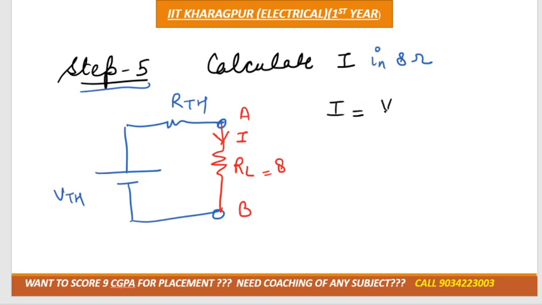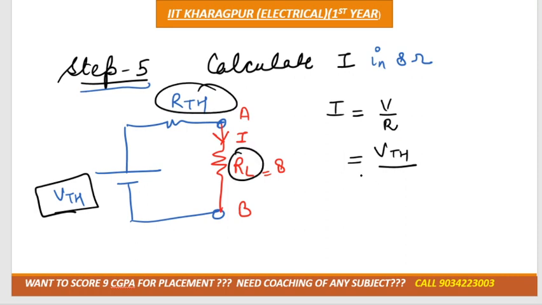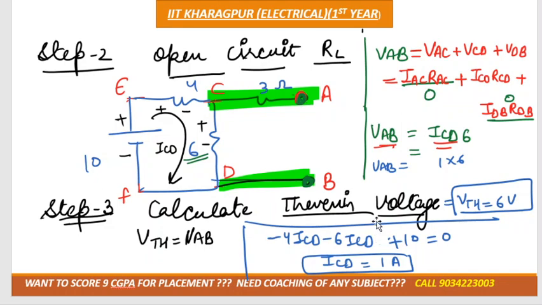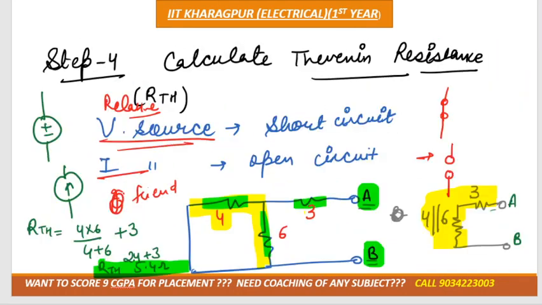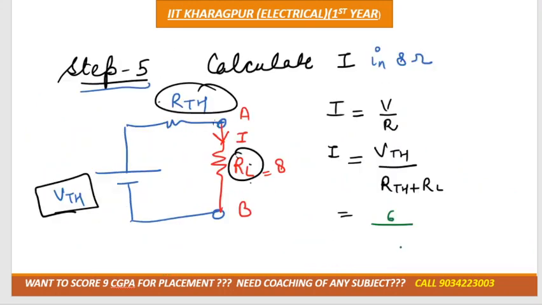According to Ohm's law, I is equal to V by R, right? V is how much here? VTH. And R is how much here? RTH and RL are connected in series, so that would be RTH plus RL. We already know the value of VTH, that is 6 volt. We already know the value of RTH, that is 5.4. RL is 8 ohm. Now can we solve it? Then we'll get the value of the current.